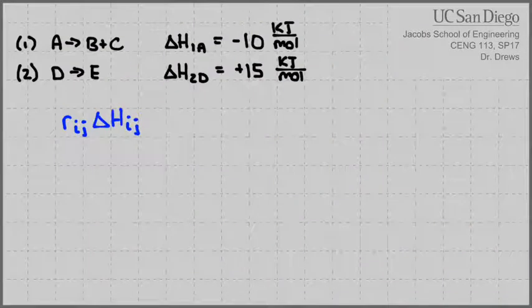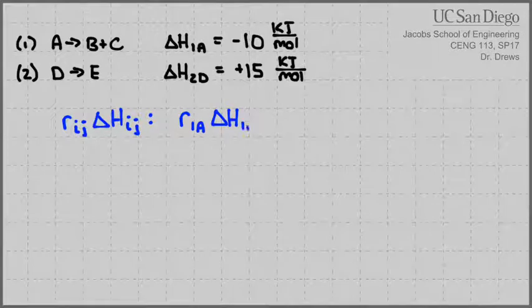So right away when I see delta H of minus 10 kilojoules per mole, I know that's an exothermic reaction. And however I write R sub 1A delta H sub 1A, this entire term had better be greater than 0. It's an exothermic reaction, it's giving off energy. If the reaction is proceeding, I would expect the derivative of temperature with respect to time to be positive.